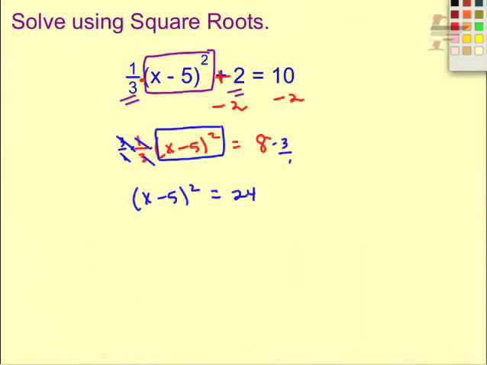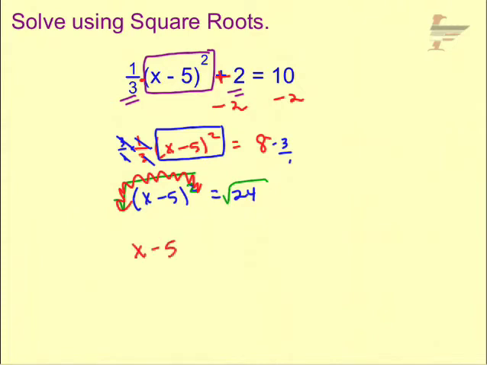Now we get to the part where we can undo our squared. The opposite of squaring is taking the square root. So we want to do the opposite to undo it. We take the square root of this side, which means we have to take the square root of the other side. Now when you take the square root, the squared and the square root cancel each other out, and what we're left with is just that x minus 5 in parentheses. Because we're not squaring it anymore, I don't need the parentheses. So I'll just write x minus 5 equals the square root of 24.